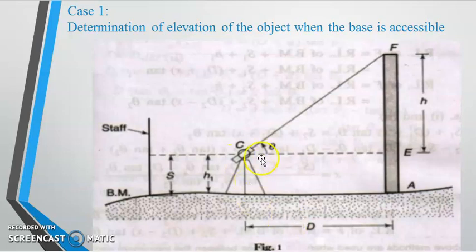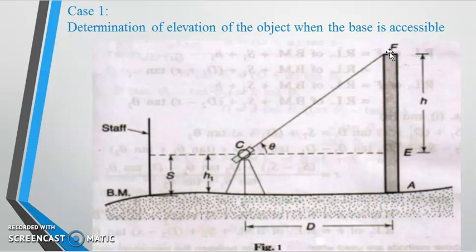So the setup is, we set the instrument here, we keep the staff at the benchmark, we take a backside reading, which is taken as capital S. This is just an assumption. So the backside on the staff kept at benchmark is S, and FE is taken as H. So we need to calculate H. EA is known to us, it will be same as S. So we have to calculate what is H, and theta is the vertical angle made with the horizontal. By using this diagram, we will derive the formula to calculate the RL of point F. So we will get the height of the vertical object FA.